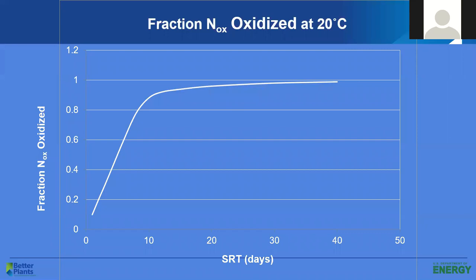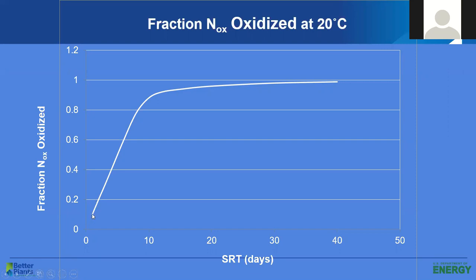Now, if we plot the fraction of the incoming nitrogen that is oxidizable in the process versus SRT, what you see is the relationship here. If we operate at about a 2 or 3 day SRT, we're going to have hardly any nitrifiers in our system because they're slow growers and we're wasting them out of the system faster than they can reproduce and sustain themselves. So the nitrification rate is very low.